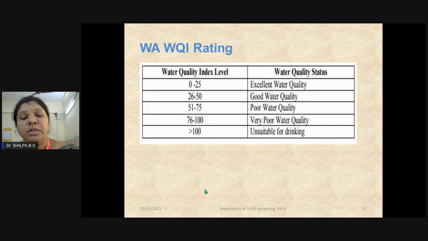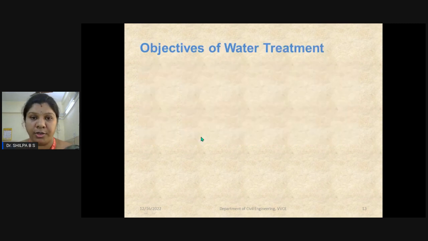Okay, so using that we will be calculating the weighted average WQI. Here the rating gives the reverse status. 0 to 25 is considered excellent water quality. The greater the WQI value, the worse the quality of the water. 26 to 50 is good water quality, 51 to 75 is poor, 76 to 100 is very poor, and more than 100 is unsuitable for drinking.